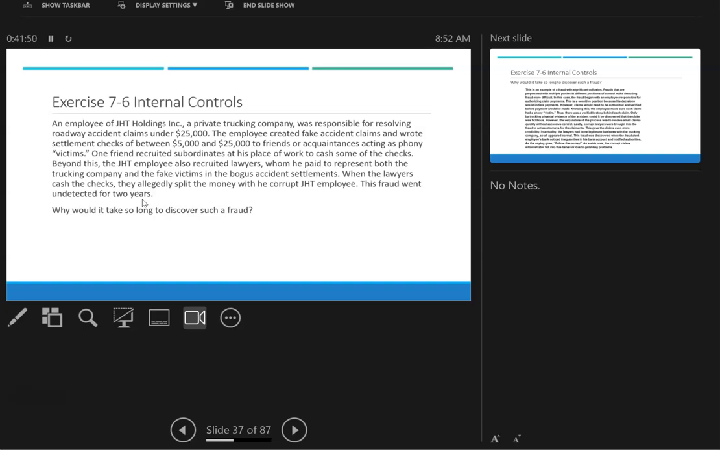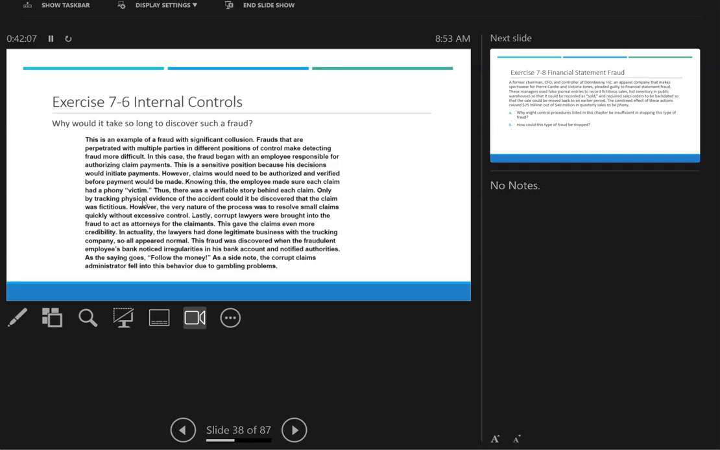Okay, so what do we want to say here? It didn't get discovered well enough because he had a lot of power, huh? And this is a case of 2 or more people acting together, right? This is an example of fraud with significant collusion. Frauds that are perpetrated with multiple parties in different positions of control make detecting fraud more difficult.